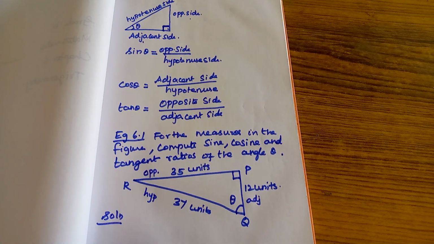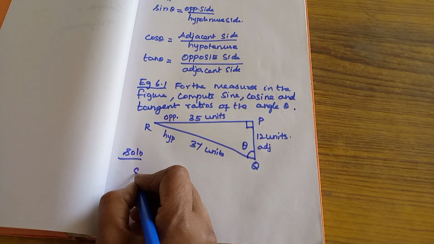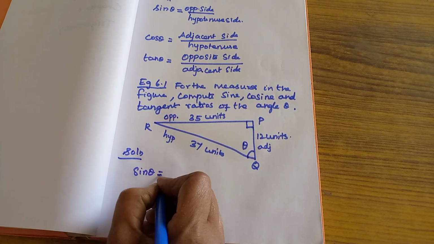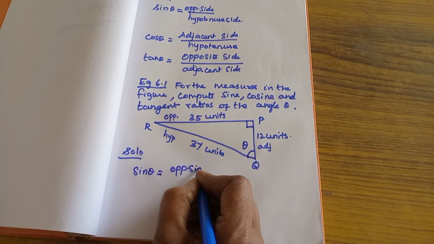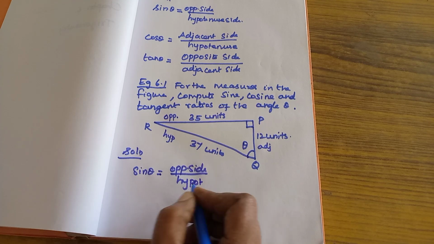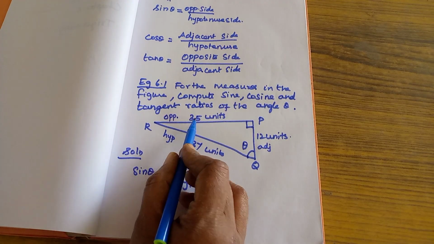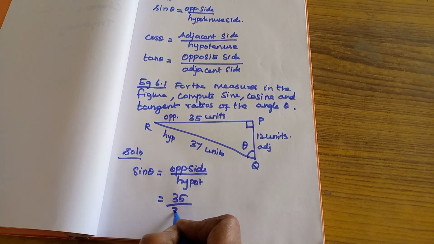We have to find out sin theta, cos theta, tan theta. First sin theta, let us write. Sin theta equal to, what is the formula? Formula must be written: opposite side by hypotenuse side. What is the opposite side here? 35. What is the hypotenuse side here? 37.